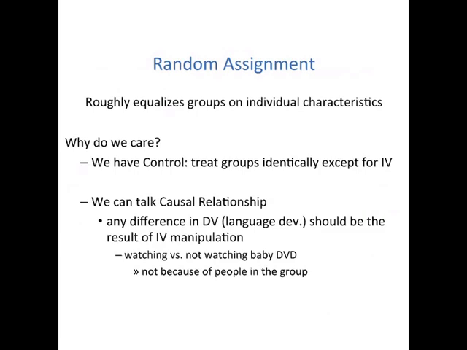So again, according to our experiment, watching versus not watching baby DVDs. Let me give you another example. So consider an experiment with a treatment group and a control group. Suppose the experimenter has recruited a population of 50 people for the experiment. 25 were boys and 25 were girls. If the experimenter were to assign all of the girls to the control group and the boys to the treatment group, the results may be biased.